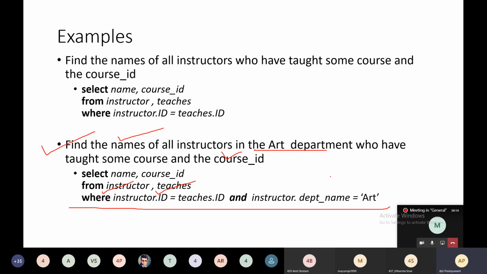So once you identify that you need to retrieve the data from two relations, you need to identify the common attribute, and you have to give the condition instructor.id is equal to teachers.id. And then there is the AND operator, which you can use in the where clause to get the instructors from the department name art. So this is how you need to think logically, and you have to query over the relations.